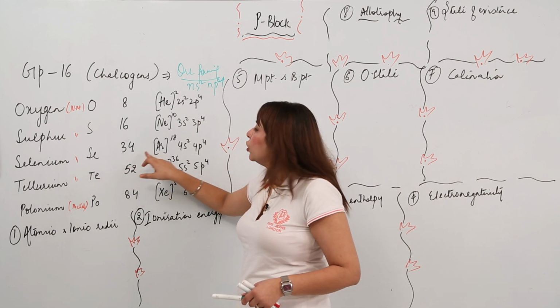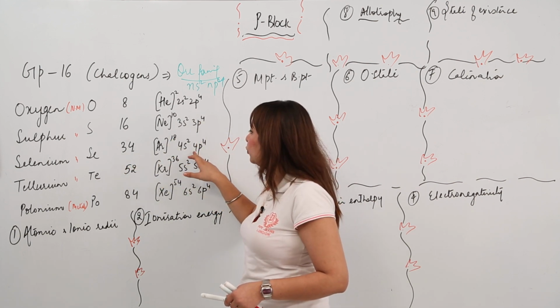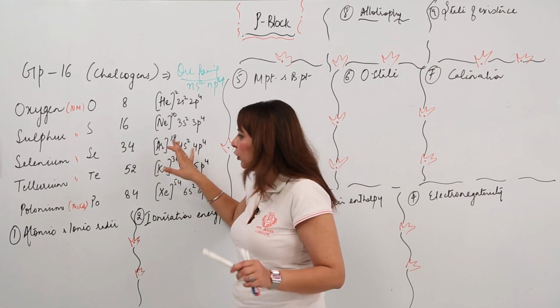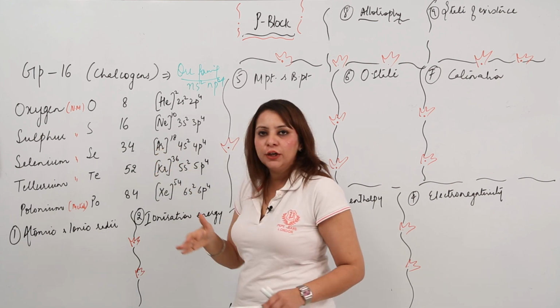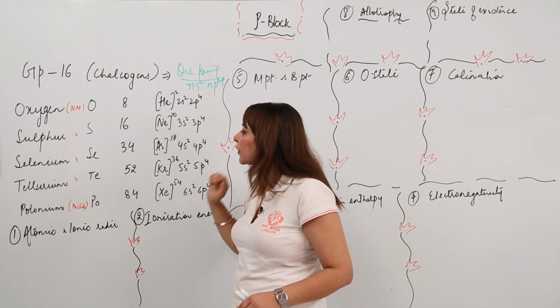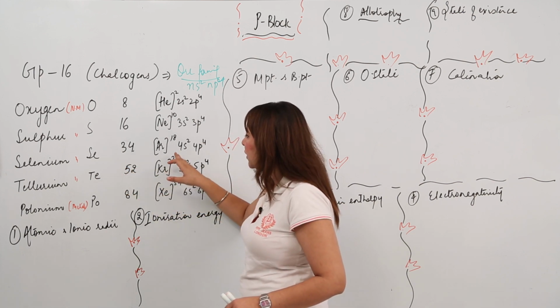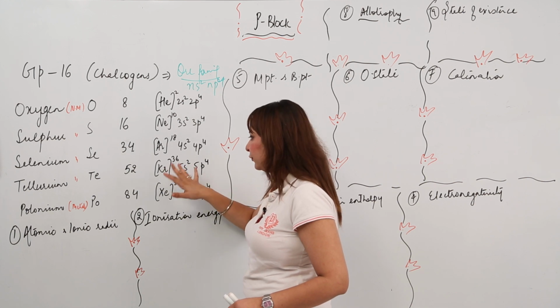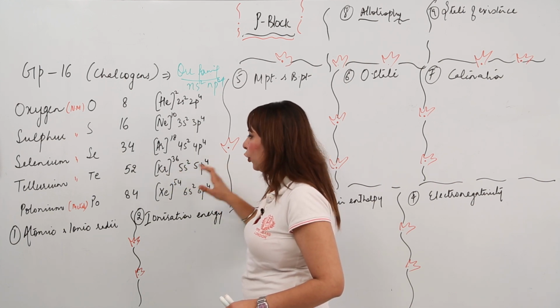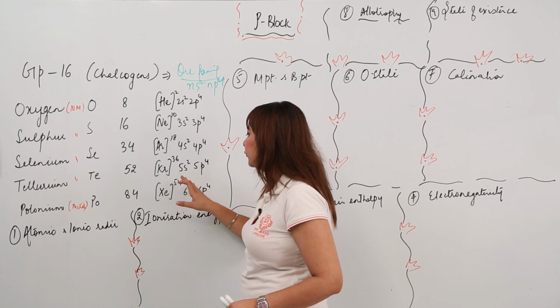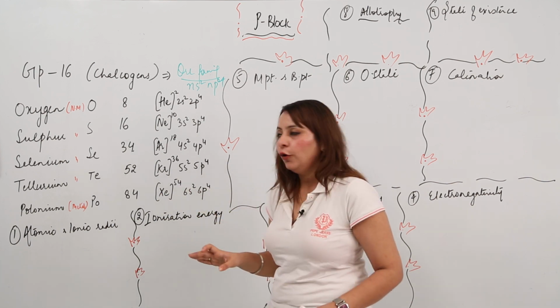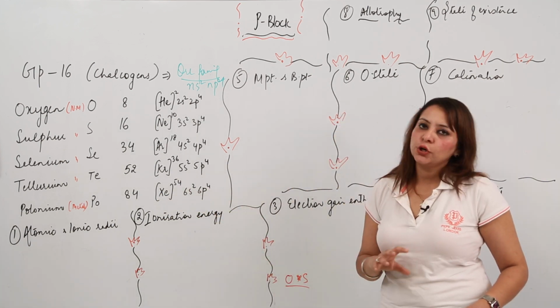Selenium is 34: argon 18, 4s2, 4p4, with 3d already filled, because only after the filling of 3d do we fill 4s. Tellurium is 52: krypton 36, 4d10 filled, 5s2, 5p4. Polonium is 84: xenon 54, 6s2, 6p4. So this is how you are going to write the electronic configuration.